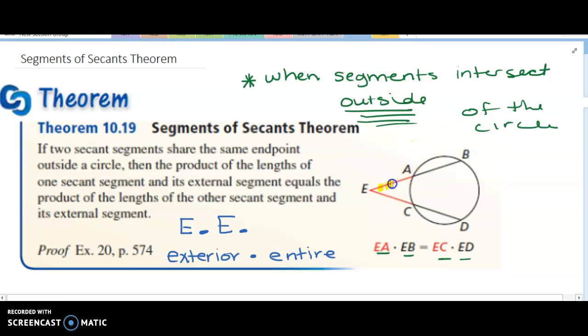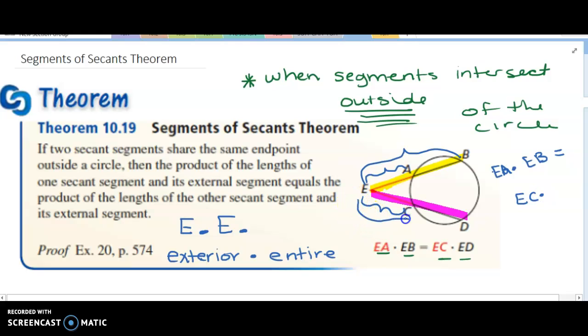Okay, so I'm going to go ahead, highlight this one yellow, this one purple. Okay, so on my yellow one here, the exterior is EA. So EA times exterior times entire. This is the entire. EA times EB equals exterior times entire. So exterior here, EC times the entire is ED. Okay, exterior times entire. If it intersects in the exterior of the circle, it's double E, exterior times entire.